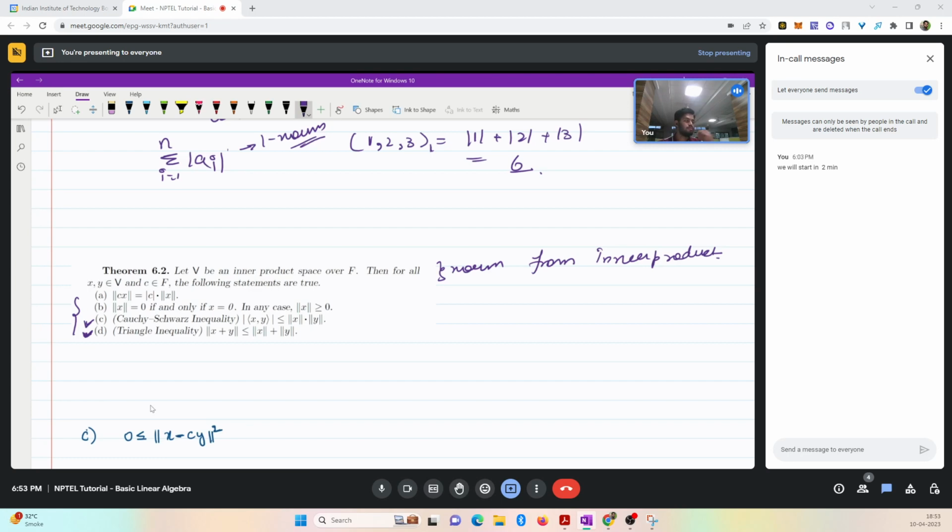Now what we want to do is prove that these 4 statements are true. The first 2 statements are quite trivial, but the last 2 are used very widely. This is called the Cauchy-Schwarz inequality and the triangle inequality.